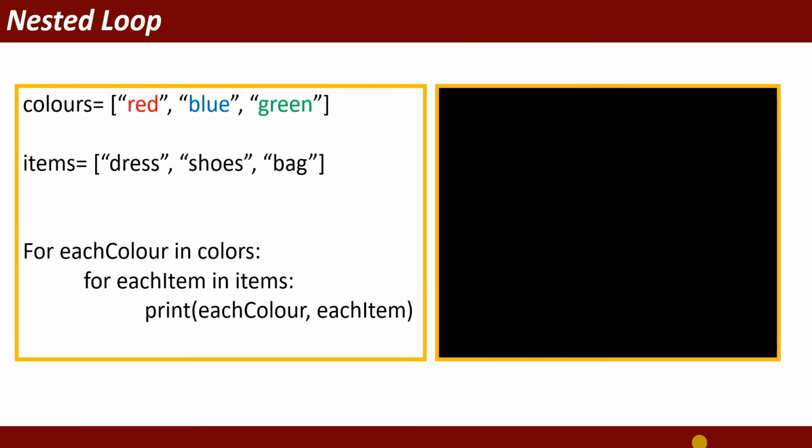For example, in this case I have two lists. One list is color equal to red, blue, green. Another list is item equal to dress, shoes and bag. I have applied a nested loop here: for each color is the outer loop, and for each item is the inner loop. When we print, it will show red first, because it prints each color, and the first color value is red and the first item value is dress. It shows me the output red dress.